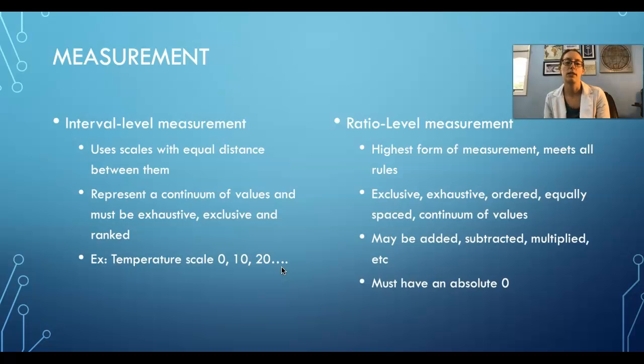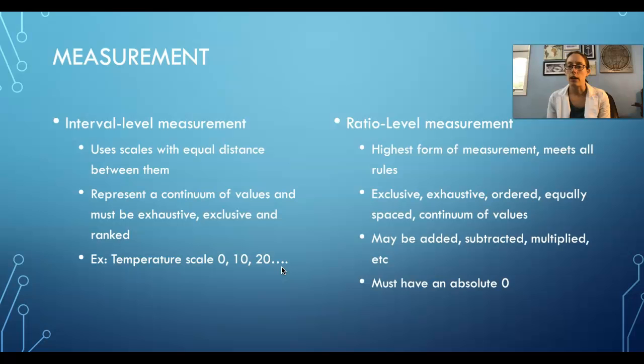Interval level measurements use scales with an equal distance between them. So they represent a continuum of values that must be exhaustive and exclusive, and ranked. So temperature is a good example of this. We can start out at 0 and maybe 10 degrees, 20 degrees, 30 degrees. That would be an interval level measurement because there's 10 degrees between each of those measurement scales.